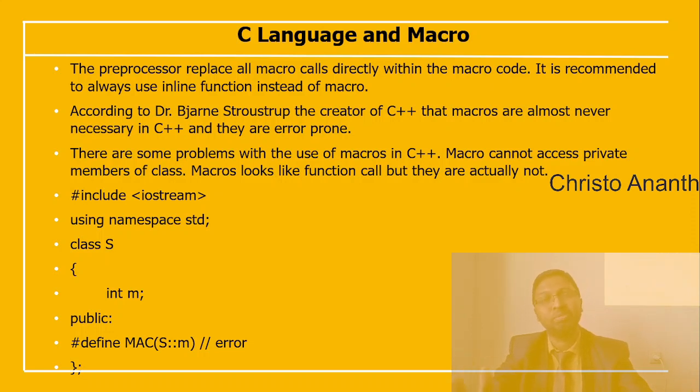So there are some problems with the usage of macros in C++. A macro cannot access the private members of a class. Macros look like a function call, but they are not. So you will have include iostream, using namespace std, class s, with int m as a private member, and you define the macro. Then you close this one.